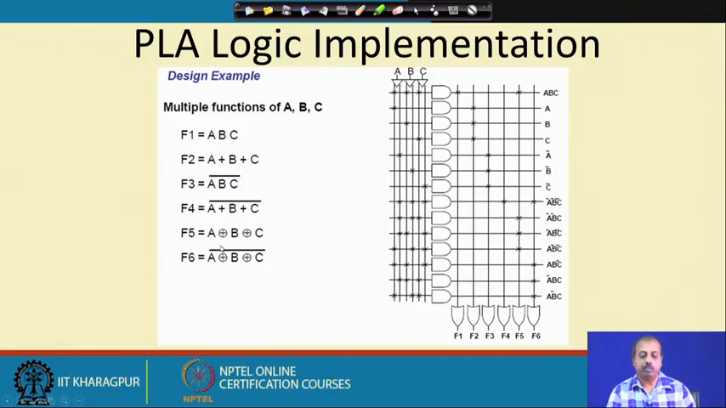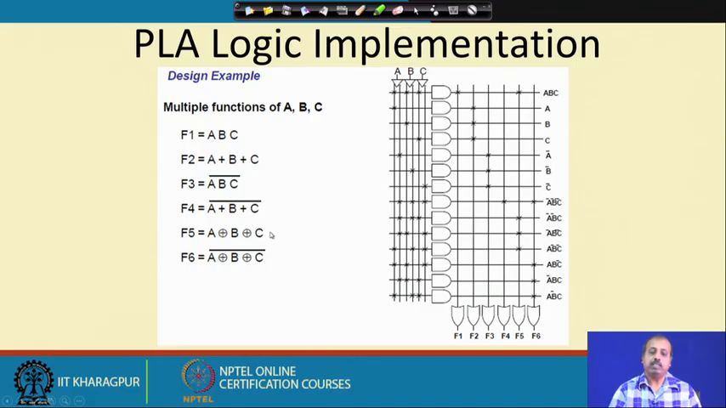This F5, F6, they are pretty complex. If you want to realize them in terms of discrete gates, that will require a large number of gates. But you see that once you have generated all the product lines, you can just OR them together. For example, this A XOR B XOR C, the function F5, consists of the terms A bar, B bar, C, A bar, B, C bar, A, B bar, C bar. All these odd terms are ORed together to get F5, which is the A XOR B XOR C function.